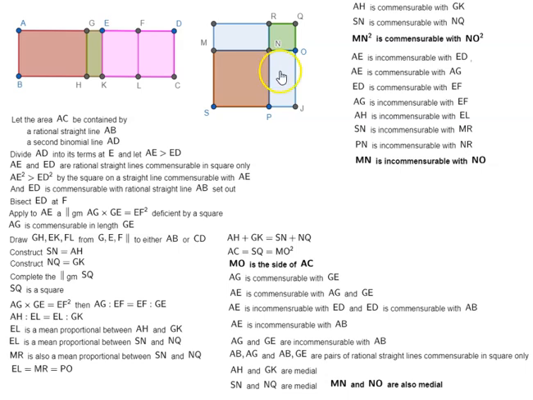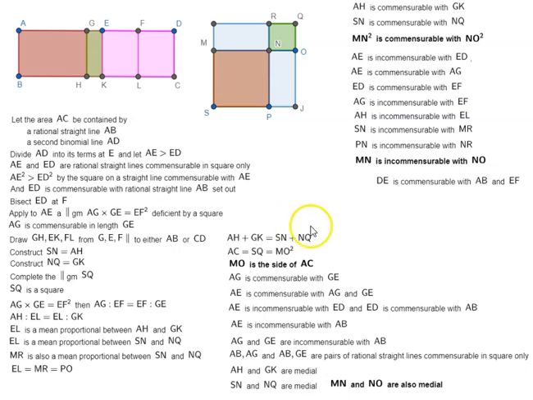How did we get that? Look at this. We can say MN is to NO is equal to PN is to NR. Sides about the equal angles are proportional. So since PN and NR are incommensurable, that means MN is to NO, that is MN is incommensurable with NO.